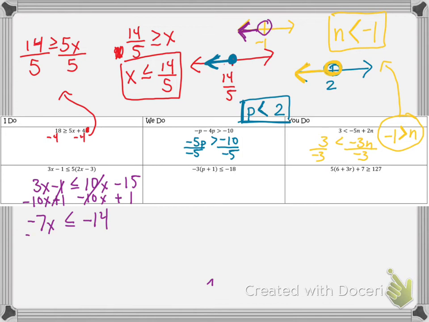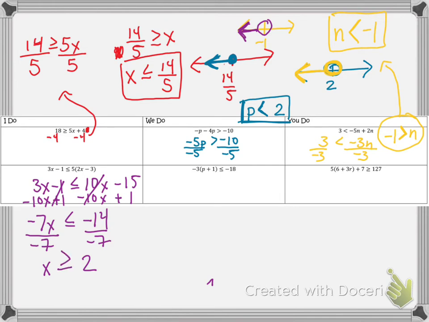Your final step will be to divide by negative 7, divide by negative 7. And I have x, negative 14 divided by negative 7 is positive 2. But I just divided by a negative, so I'm going to remember to flip the inequality sign.